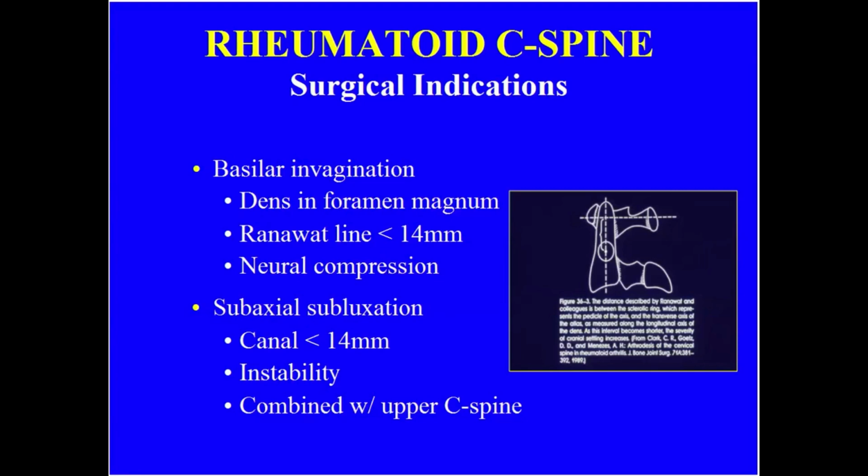In subaxial subluxation, a canal that's less than 14 millimeters on your flexion view is an indication for surgery. If you objectively fulfill the standard criteria for instability, that's an indication for surgery. And almost invariably, this is usually combined with some sort of upper C-spine pattern. And the key is, whether in practice or on your test, you really need to look at the whole neck on these rheumatoid patients, because many times they do not have an isolated problem. They'll have C1, C2 plus C3, C4, or if you look carefully, a lot of times you have to do a little bit more than the nice simple C1, C2 fusion.